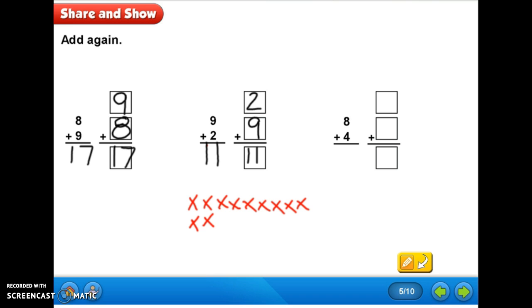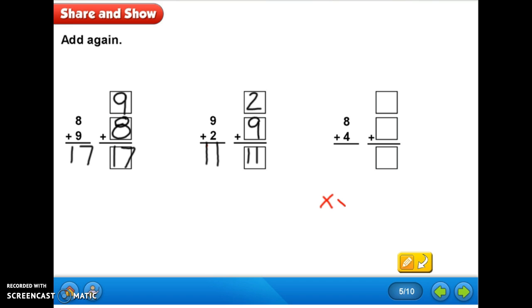All right, let's do one more before I have you work on the rest all on your own. Let's look at this very last one that I have up here. It's number 6 on your paper. So find number 6. We have 8 plus 4 equals something. Let's draw to find out.